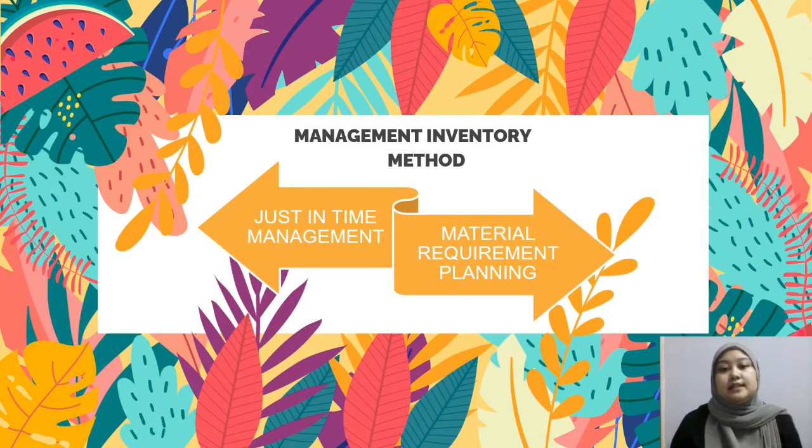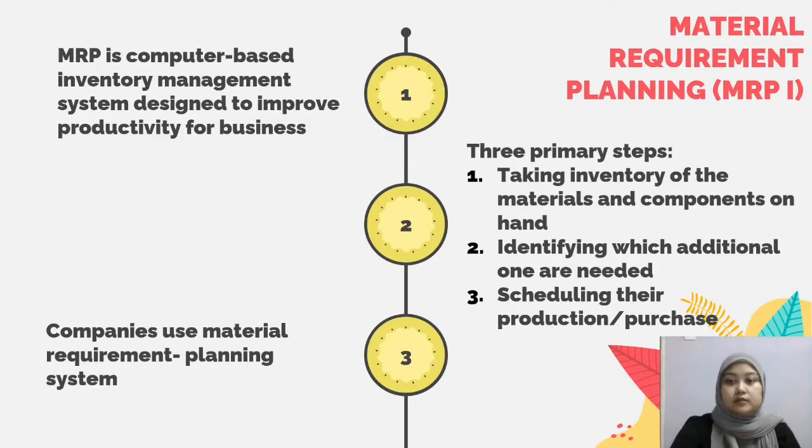Next is managing inventory. It has two methods. First is just in time and second is material requirement planning. Okay, next I will explain to you about material requirement planning, or it's called MRP. Okay, MRP is a computer-based inventory management system designed to improve the productivity of a business.